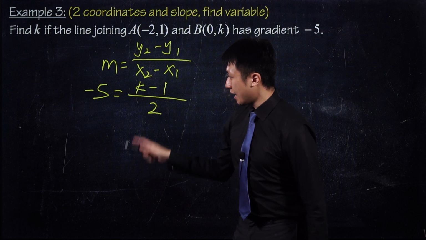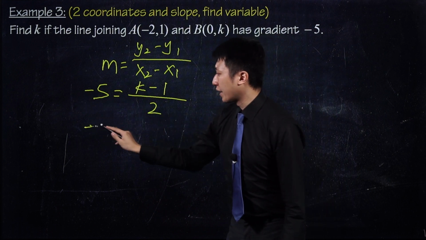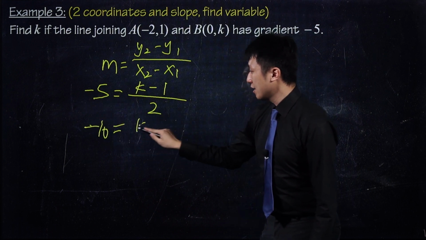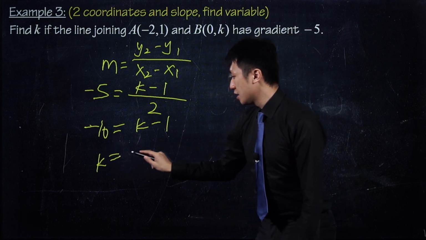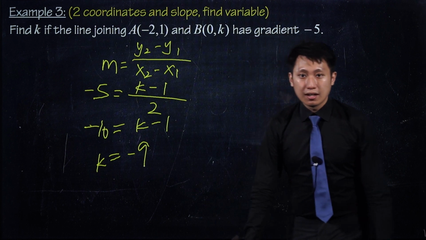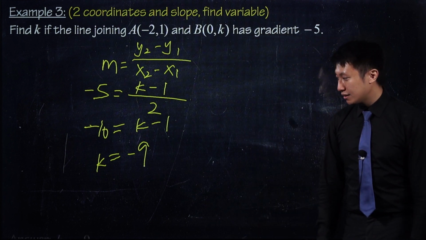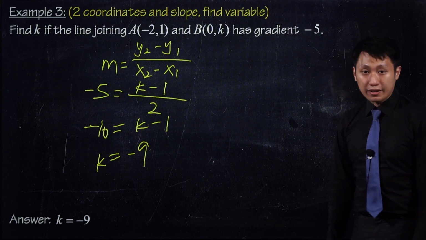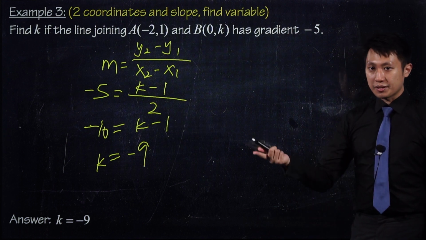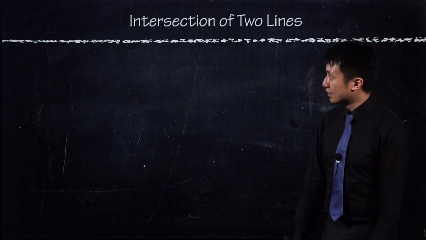So I multiply both sides by 2. So negative 10 is equal to k minus 1. Move it over, k will be minus 9. Okay, check my answer. k is minus 9. Okay, correct. No problem. Good.